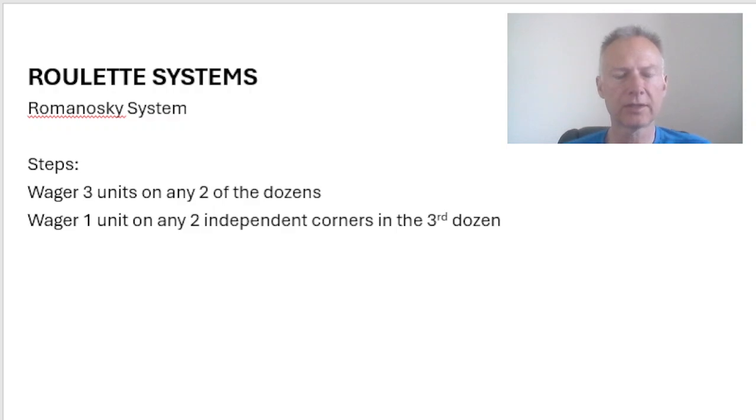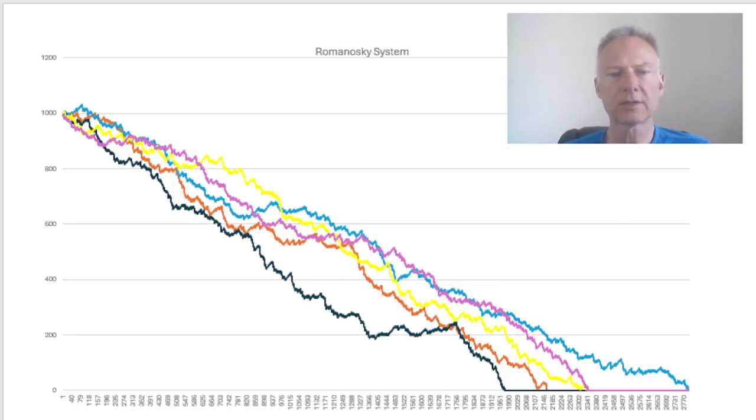Continuing now, let's look at these Romanovsky results. And the Romanovsky system, although somewhat popular, and certainly there are a number of YouTube videos espousing it, you can see it does not fare very well. And in fact, it does not have a lot of volatility either. These are 5 sessions again, and they mostly look like lines. So it's not too dissimilar from the original red or black.